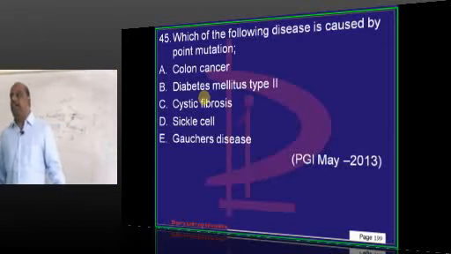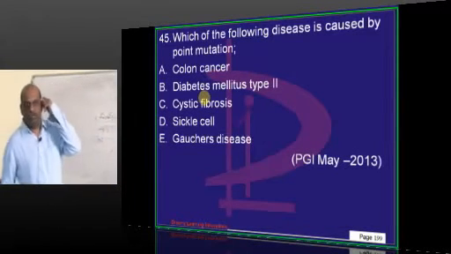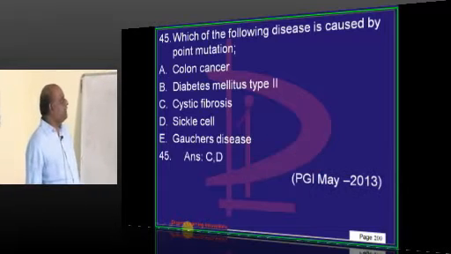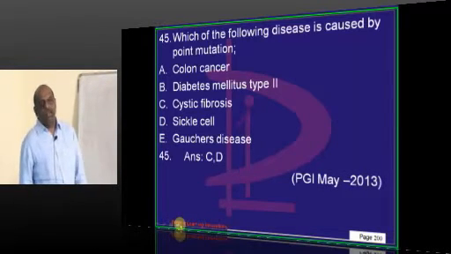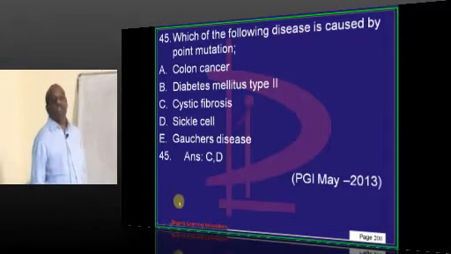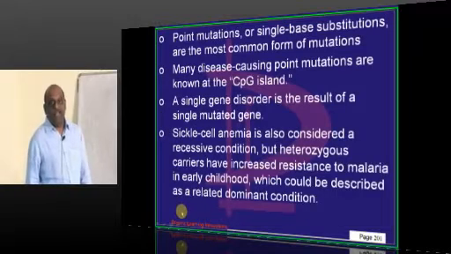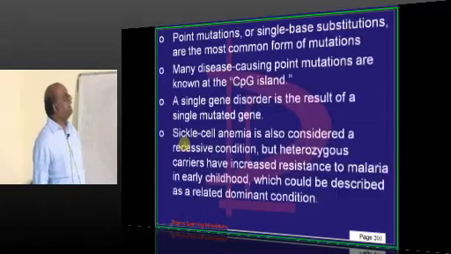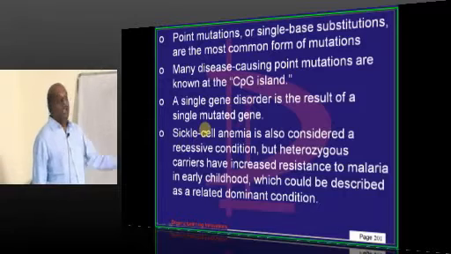So glomerulonephritis is a very high yield topic. Without that, there is no paper. Then point mutation. Where do you see, doctor? Sickle cell and cystic fibrosis are the classical examples of point mutation. Okay, sickle cell and cystic fibrosis.